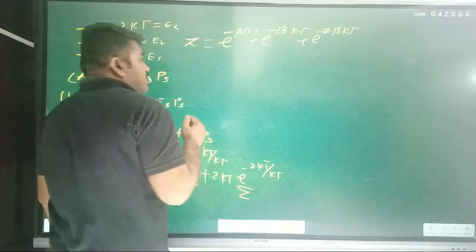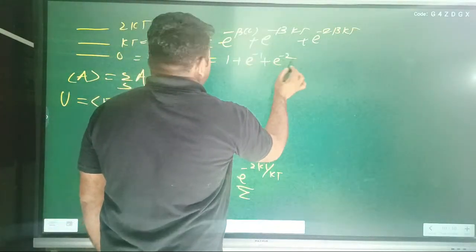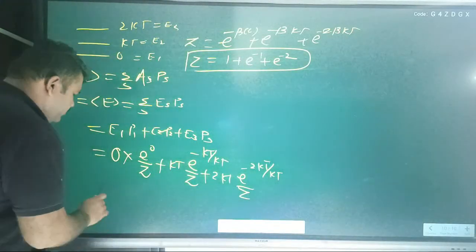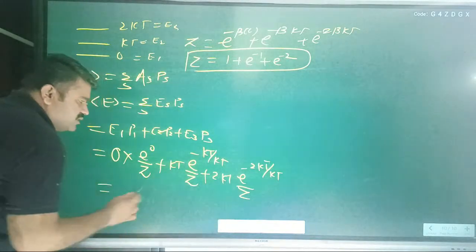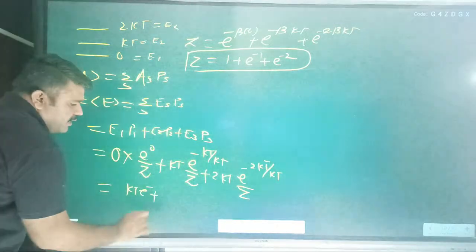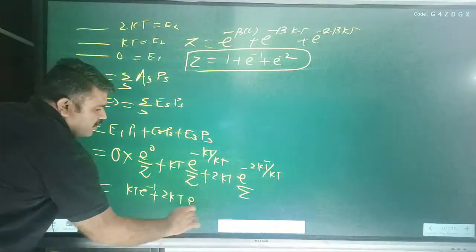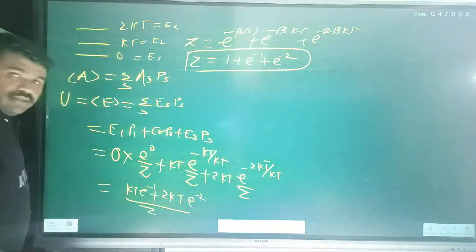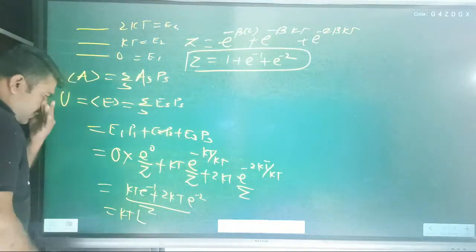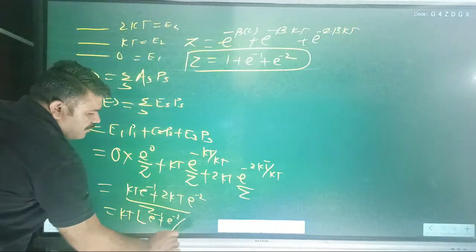Now substitute beta is equal to 1/kT. This will give 1 plus e to the power minus 1 plus e to the power minus 2; Z is equal to this one. Now substitute this Z value. The denominator will be the same, just the addition. kT e to the power minus 1 plus 2 kT e to the power minus 2 upon Z. Yes or no? We can take kT common now. Then kT times e to the power minus 1 plus e to the power minus 2 upon Z.